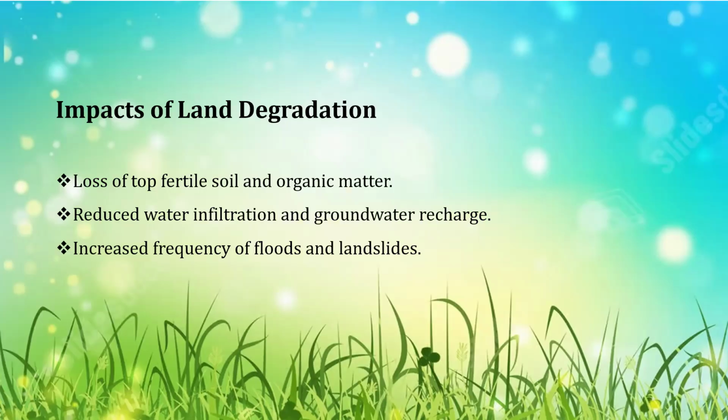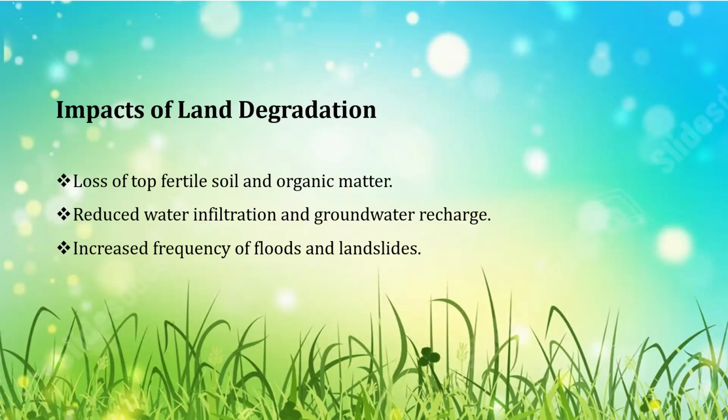The topsoil is the most nutrient-rich layer of the earth, where plants get their food. And when vegetation is removed, wind and water can easily wash away this upper layer. The impact is that once the organic matter, that means decomposed plants and animals, is gone, the land becomes sterile, making it nearly impossible to grow crops or support natural ecosystems.